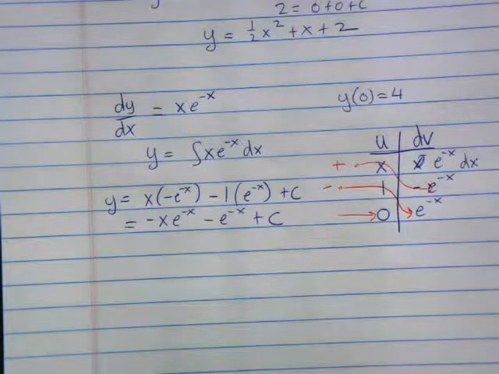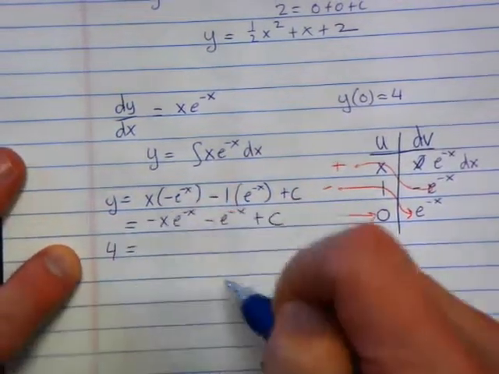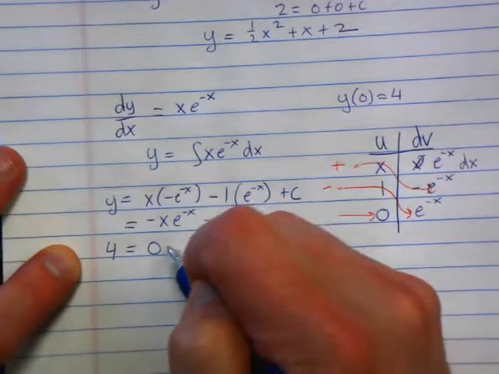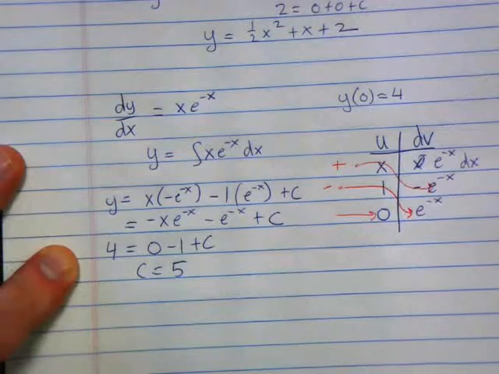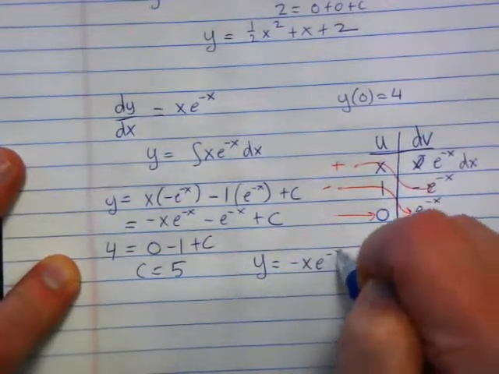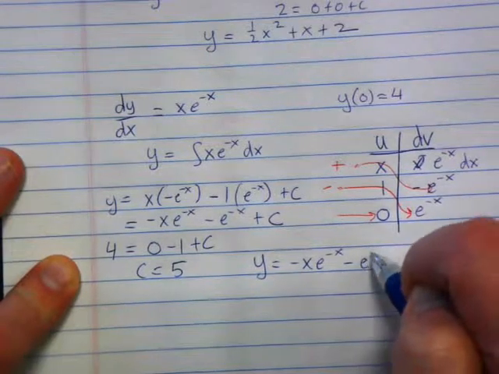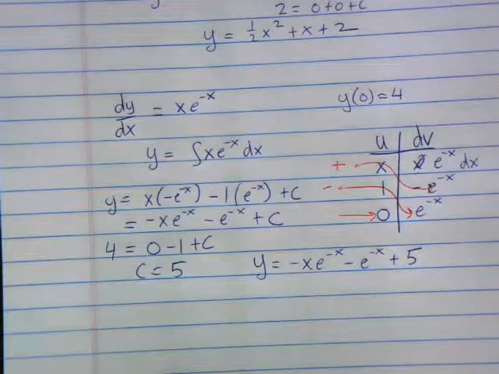All right, so still not quite done yet. Last thing to do, solve for c. So I plug in my initial condition. 4 equals 0 minus 1 plus c. So c is 5. Final solution, y equals negative x e to the negative x, minus e to the negative x, plus 5. Questions on that one?